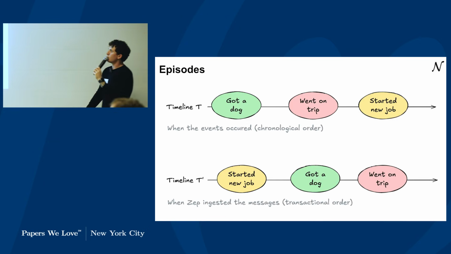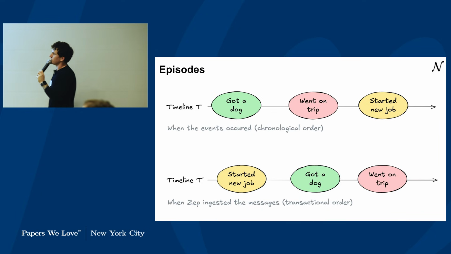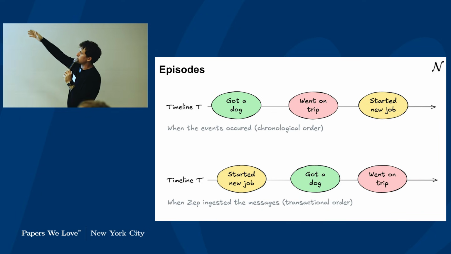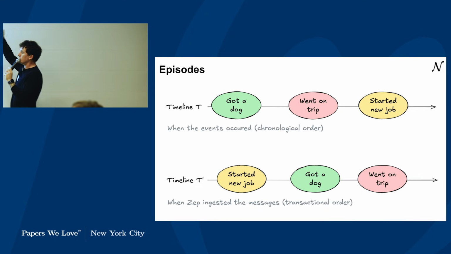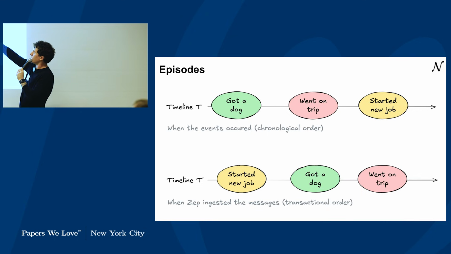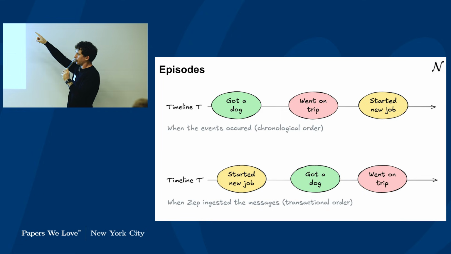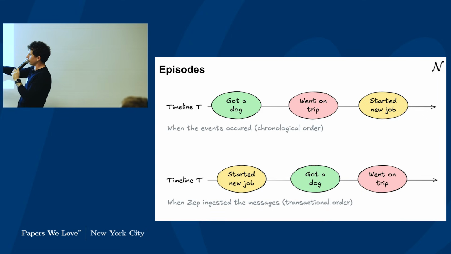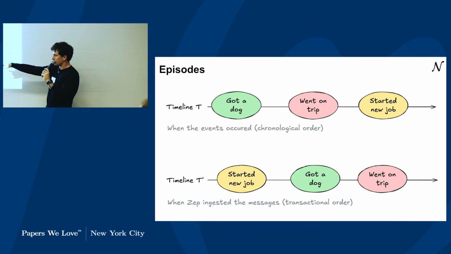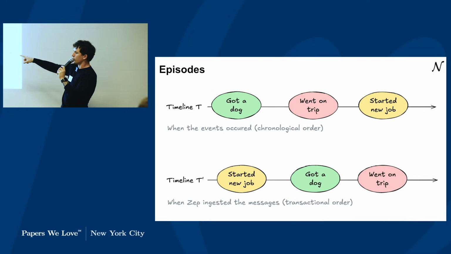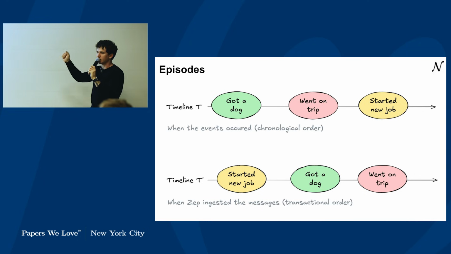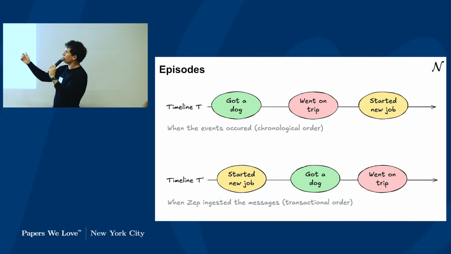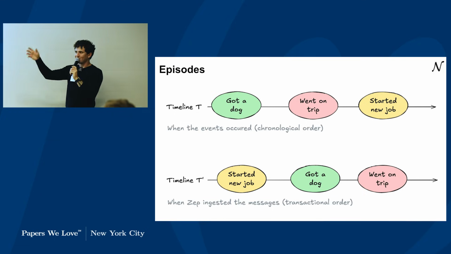Okay, cool. So our two timelines, again, the most novel thing about Zep: we've got timeline T and timeline T prime. Timeline T is when the events occurred in chronological order. In actual real life reality, I got a dog, I went on a trip, and I started a new job. But when the LLM learned of these things from a transactional order point of view, I told the LLM first that I started a job, then I told it I got a dog, and I went on a trip. When I gave it those messages, I somehow told it that I got a job 3 months ago. I got a dog 4 months ago. I went on a trip. You get my point here.